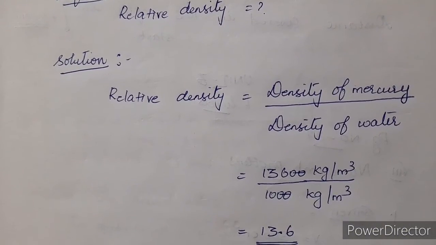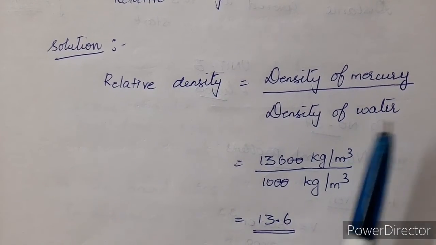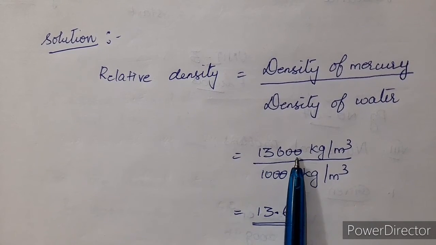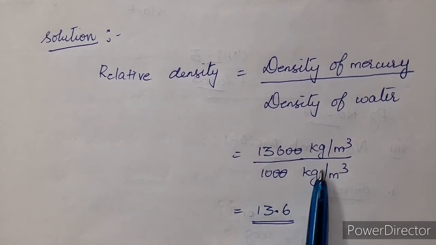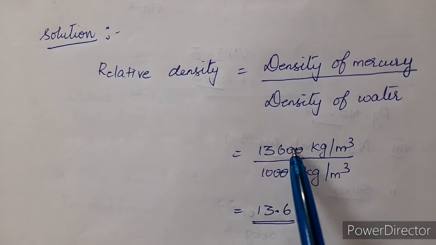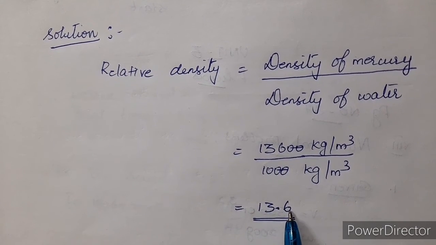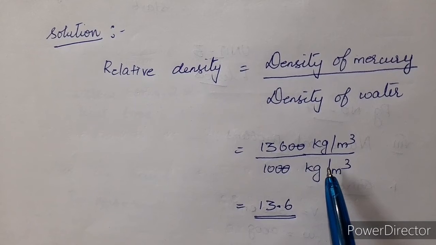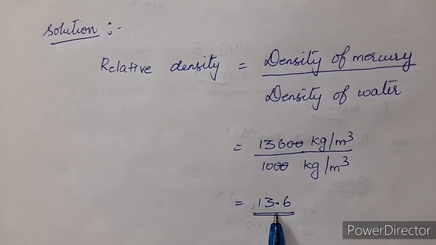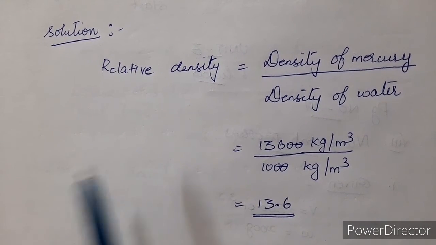Now we know the formula for the relative density, isn't it? Relative density is equal to density of mercury divided by density of water. Now the relative density of mercury is 13,600 kg per meter cube divided by the density of water, 1000 kg per meter cube. Here you can cancel these two zeros and when you do the calculation it is 13.6. Now here the relative density has no units. So only the value should be written without the units because relative density has no units.